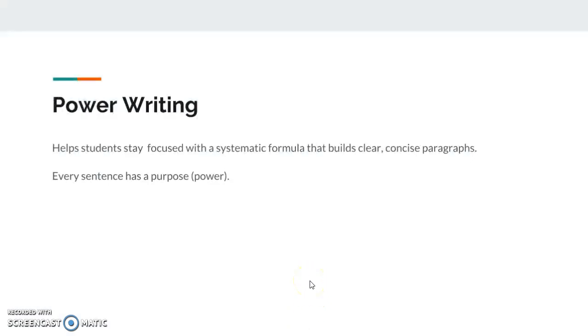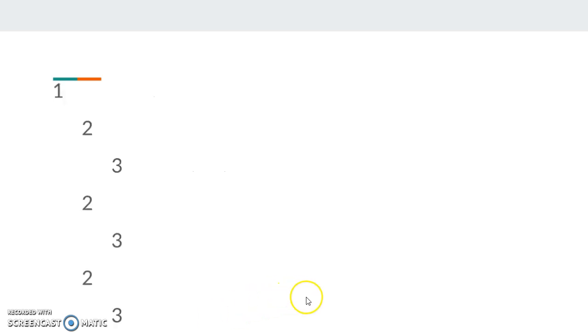So we're going to talk about power writing. It's a systematic formula that really helps build clear, concise paragraphs. Every sentence has a purpose. And so I want to make sure that you follow this formula so that we are working smarter, not harder. So here's the formula. It's a 1, 2, 3, 2, 3, 2, 3. And I'm going to explain what that means, but just sort of commit to your memory: 1, 2, 3, 2, 3, 2, 3.